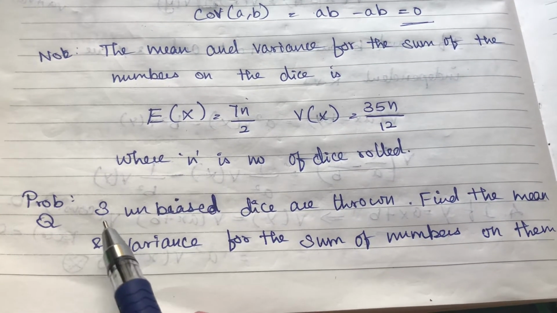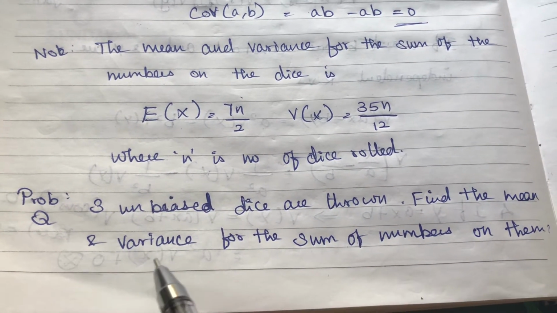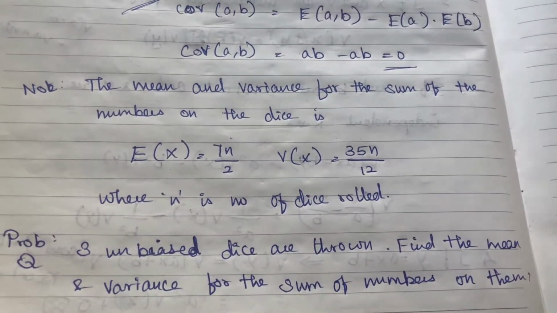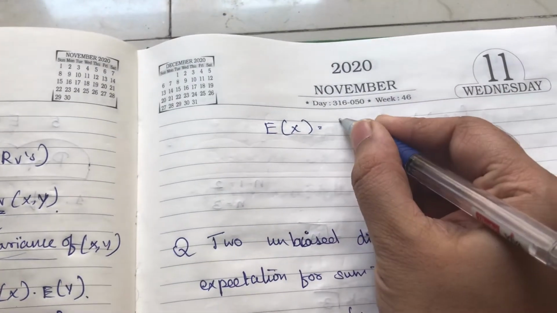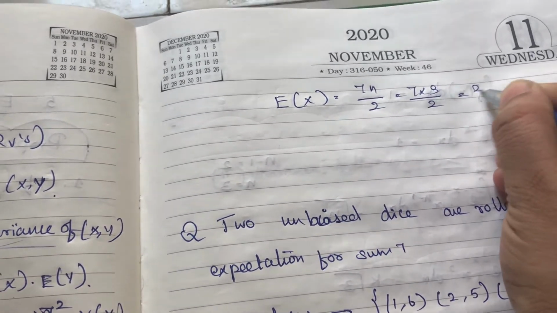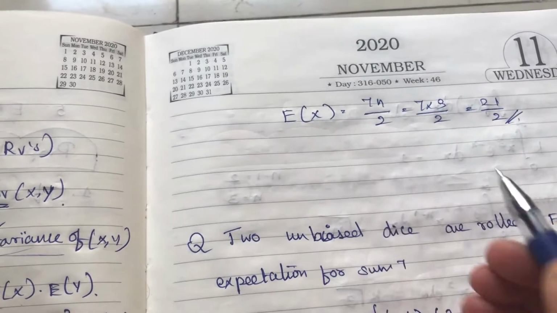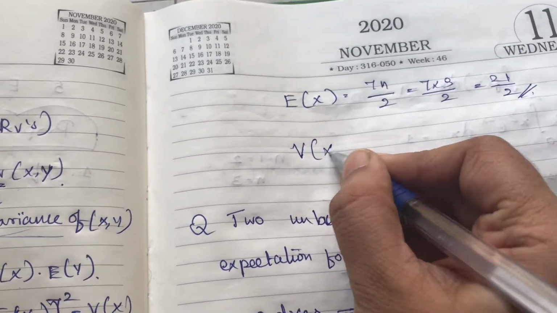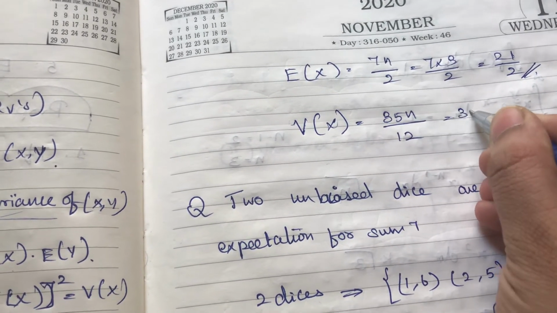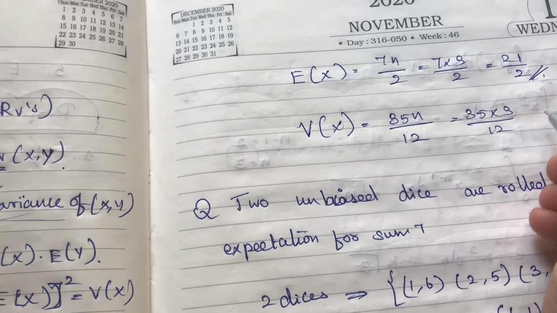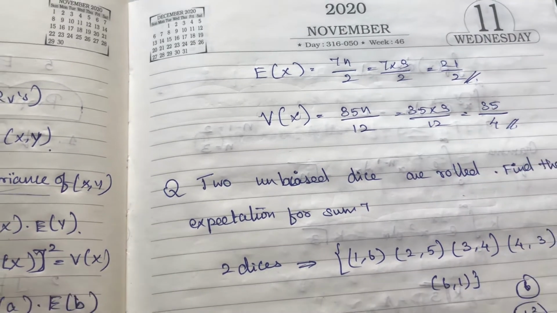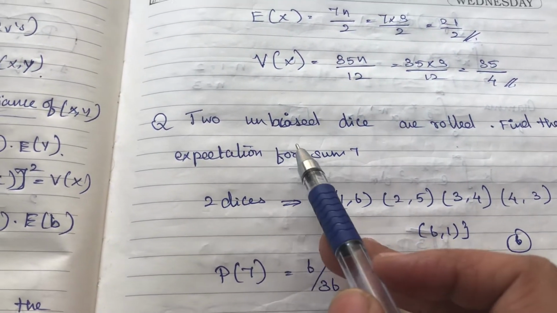So they have given a question like 3 dice are thrown and we need to find the mean and variance. Just substitute this 3 here and you will get the answer. What is the formula for expectation? 7n by 2, right? So 7 into 3 by 2, which is nothing but 21 by 2. So this is the answer for expectation. And next one, variance of X, which is nothing but 35n by 12, right? So I'm just writing 35 into 3 by 12. So we can easily say 35 by 4. This is the answer.